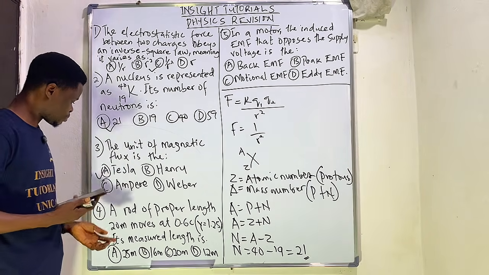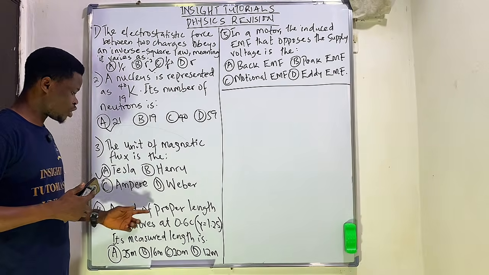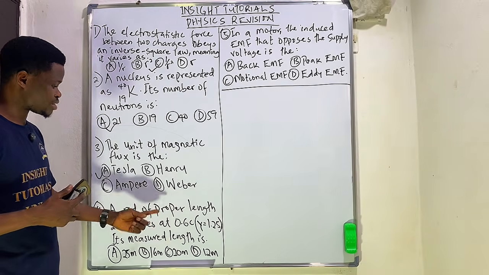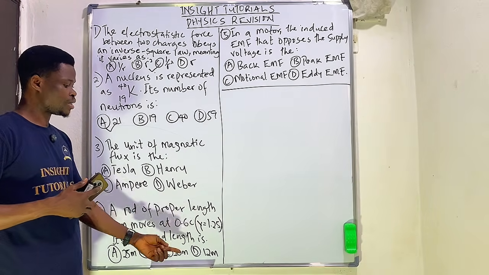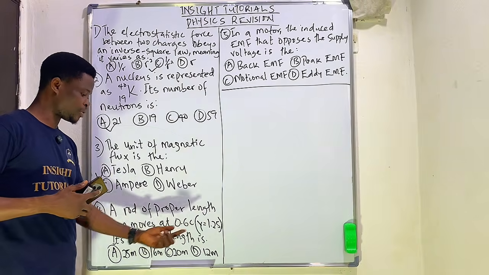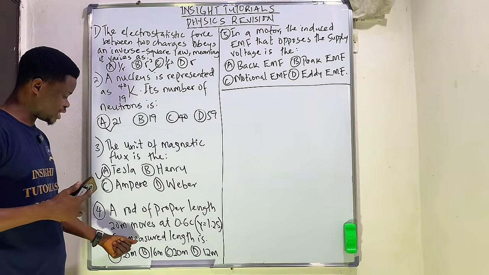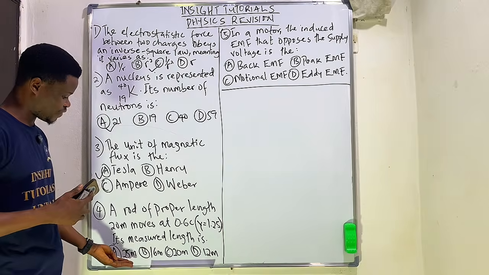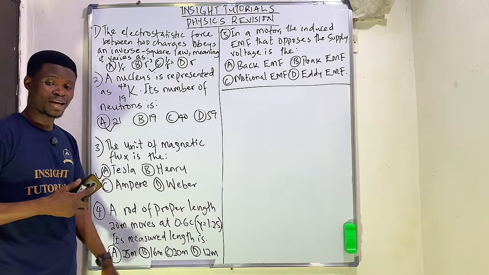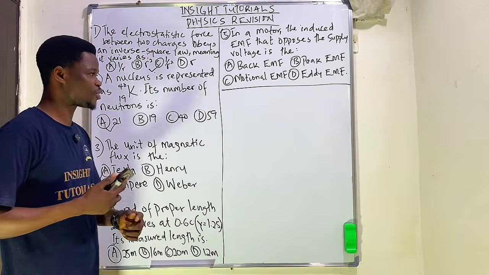Magnetic flux. Question 4 says, a rod of proper length, 20 meters, moves at 0.6 the speed of light. I will give a Lorentz factor as 1.25. We're asked to find its measured length. The options are 25 meters, 16 meters, 20 meters, and 12 meters. I hope you're solving already.